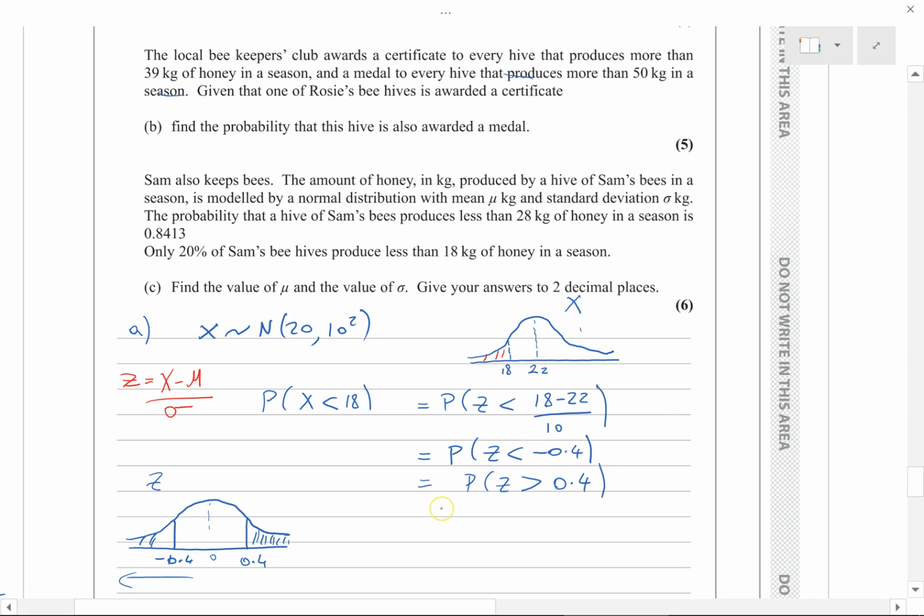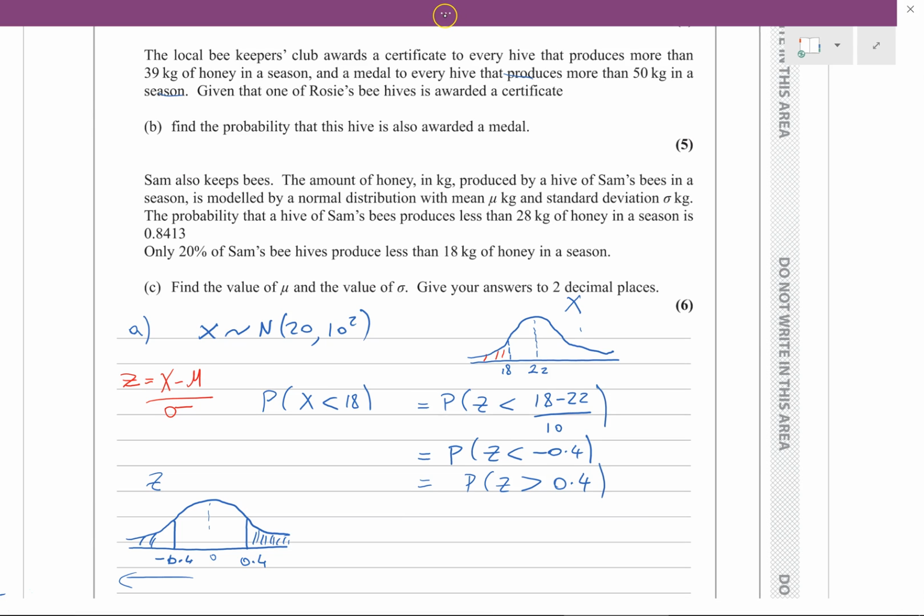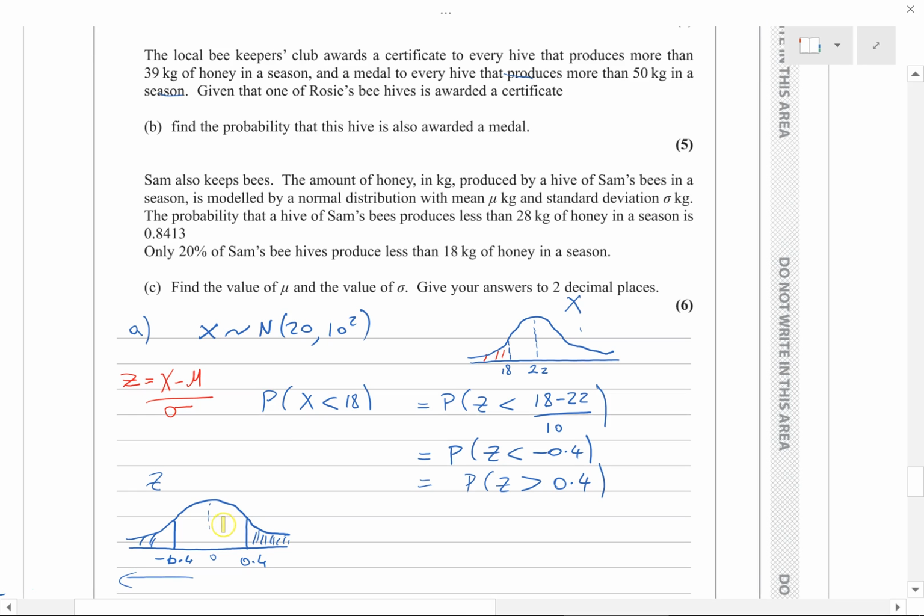Okay, well, now the tables, let's maybe shade this in a different colour. The tables are going to give us values this side here, all of it. That's what, if we look at 0.4 on the table, it's going to give us. So what we want to do is do 1 minus the number that we read in the tables.